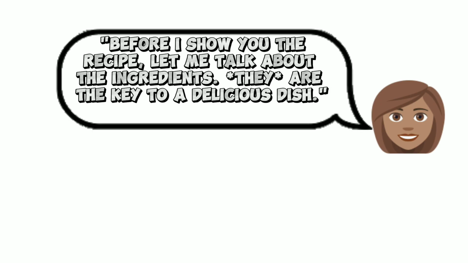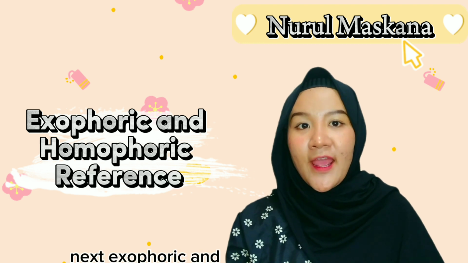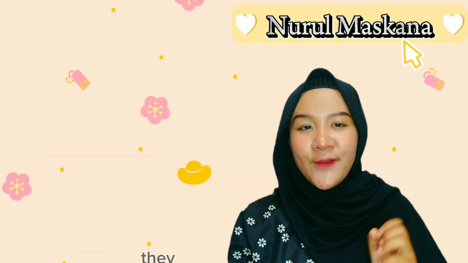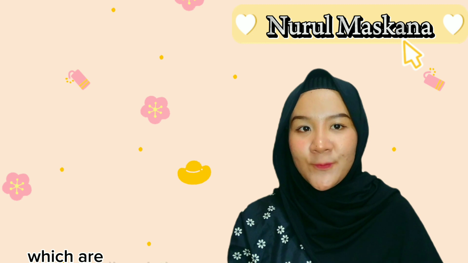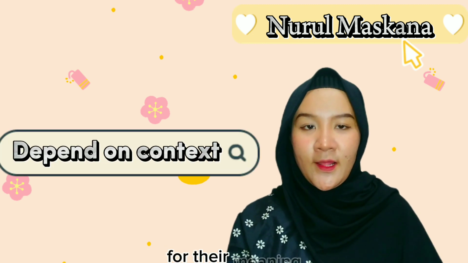Cataphoric: Before I show you the recipe, let me talk about the ingredients. They are the key to a delicious dish. Here, they refers forward to the upcoming discussion about the ingredients. Next, exophoric and homophoric reference. They are types of deixis, which are linguistic elements that depend on context for their meaning.